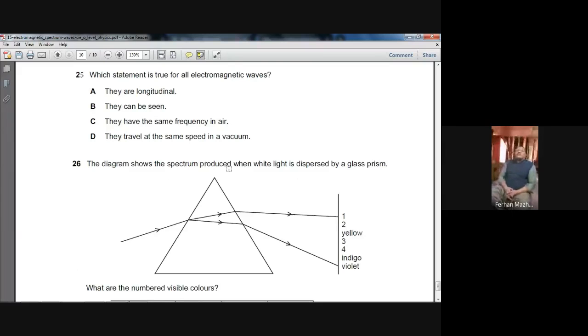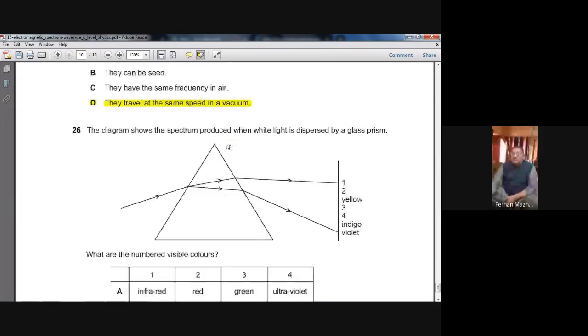Which statement is true for all electromagnetic waves? They are longitudinal. They can be seen. That's wrong. A is wrong. B is wrong. They have the same frequency. That is wrong. They travel at the same speed in the vacuum. That is right. So D is the right answer. They all travel at the same speed in the vacuum.